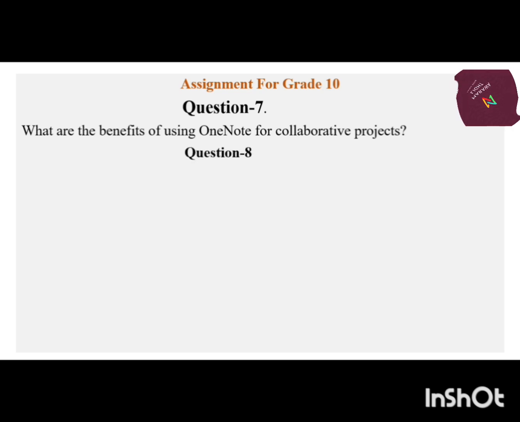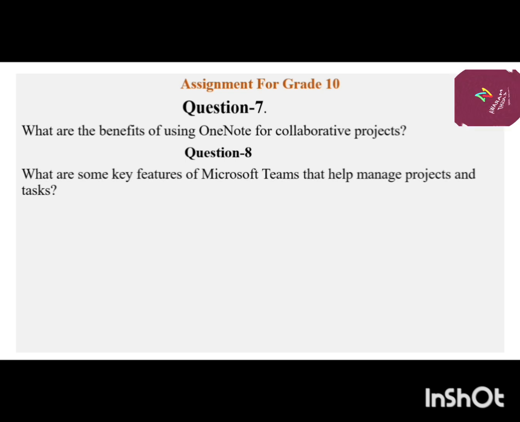Question number 8. What are some key features of Microsoft Teams that help manage projects and tasks? Student, do you know about Microsoft Teams? Or what is the communication software without Microsoft Teams?